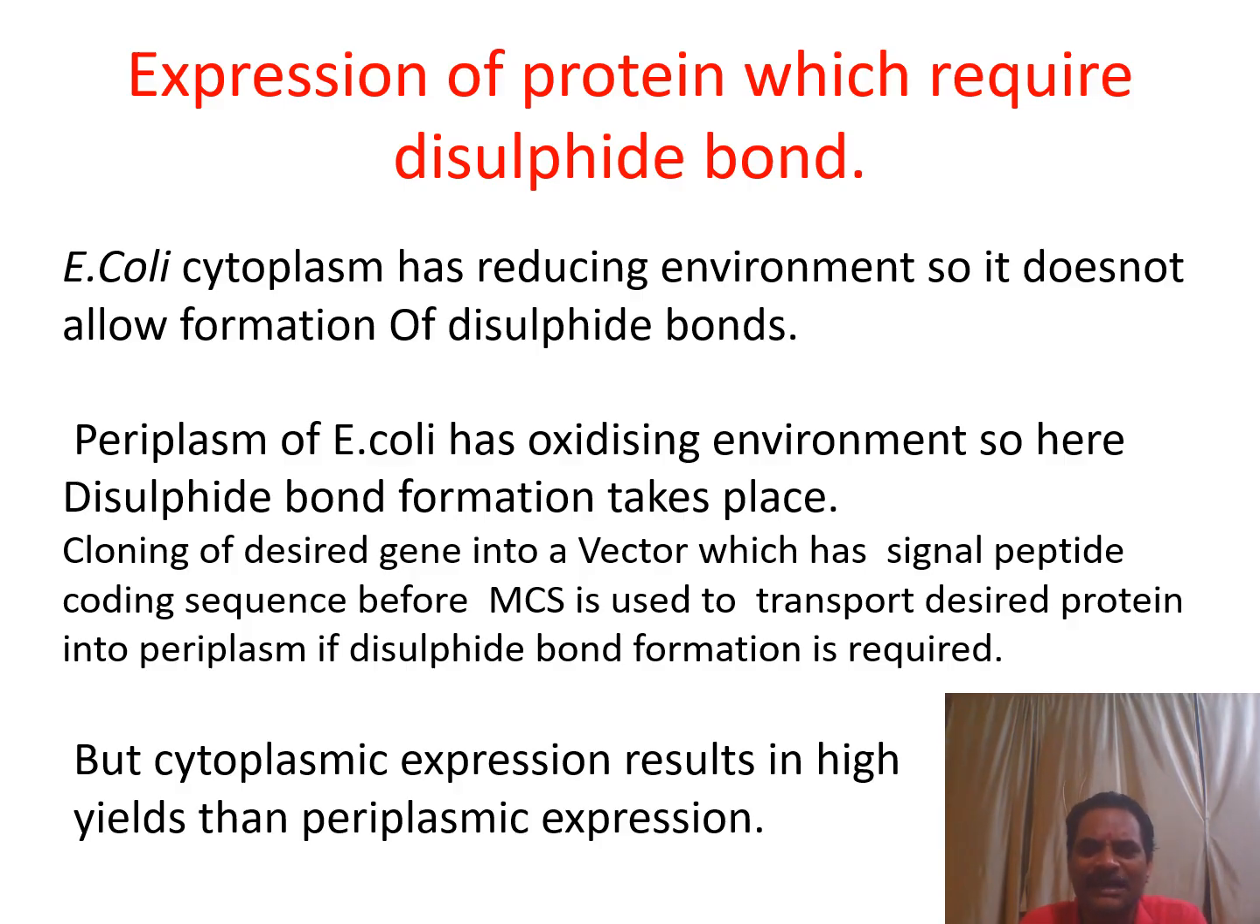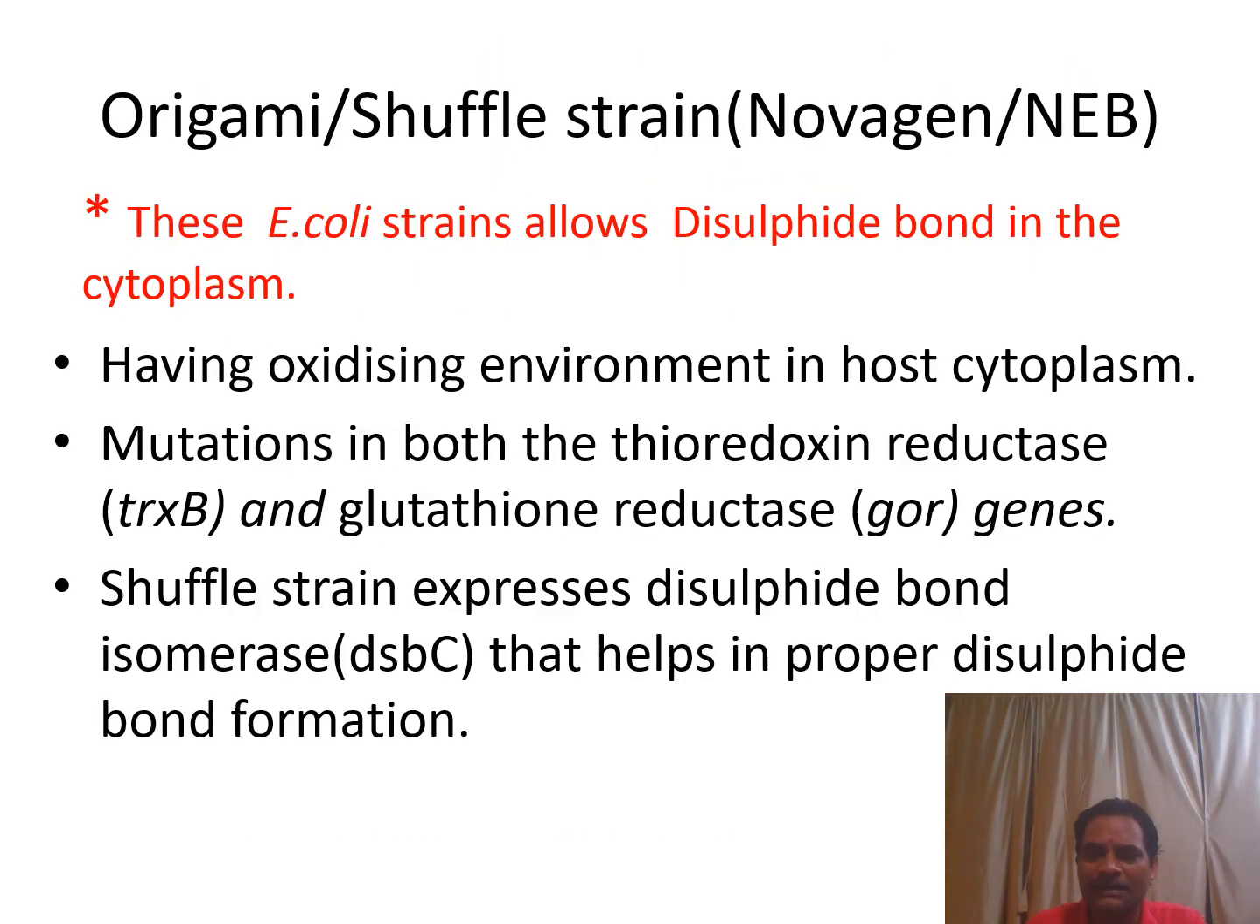So scientists found that there are two enzymes, thioredoxin reductase and glutathione reductase, responsible for creating the reducing cytoplasmic environment of E. coli. So scientists mutated these two genes, and that strain is called the Origami strain. So now if you are using the Origami strain for production of a protein which requires disulfide bond formation, you can produce it. Their cytoplasm will allow disulfide bond formation, provided your protein has cysteine. So it was going on that the Origami strain is good for production.